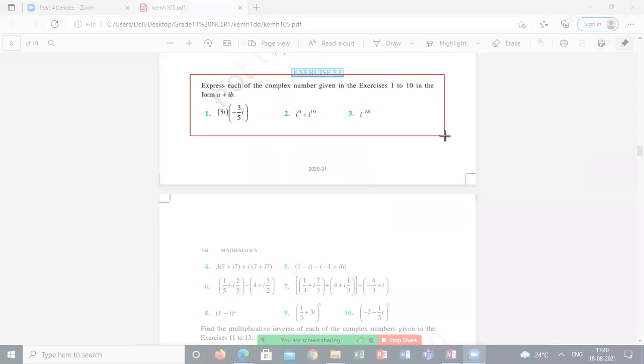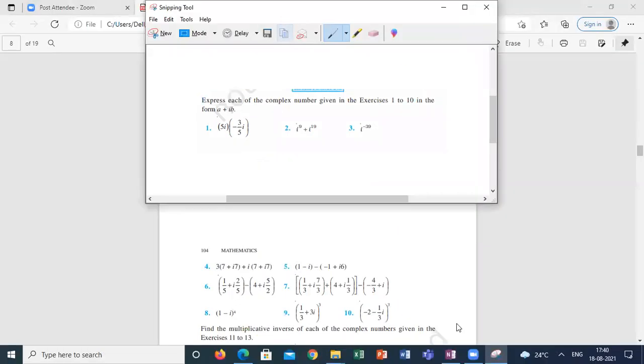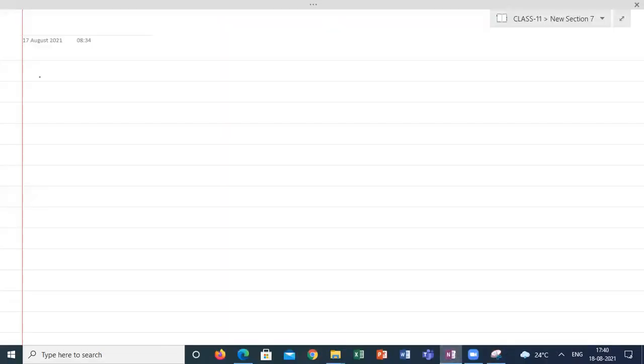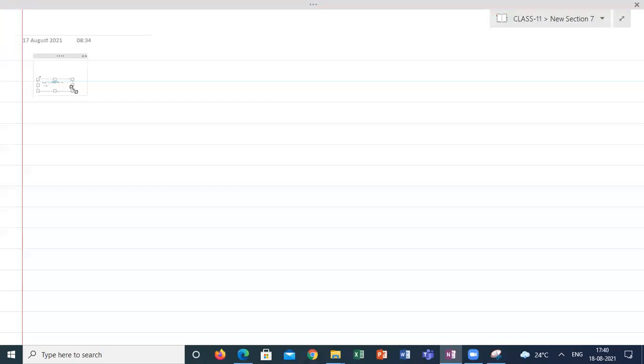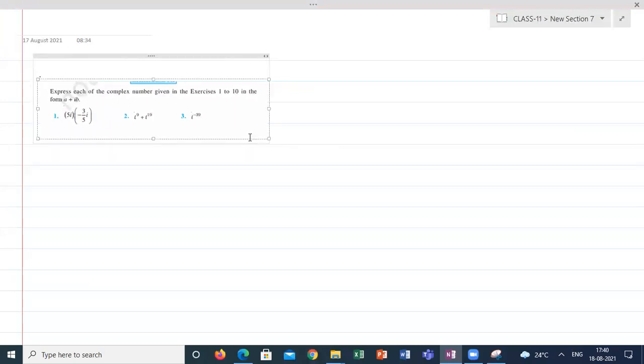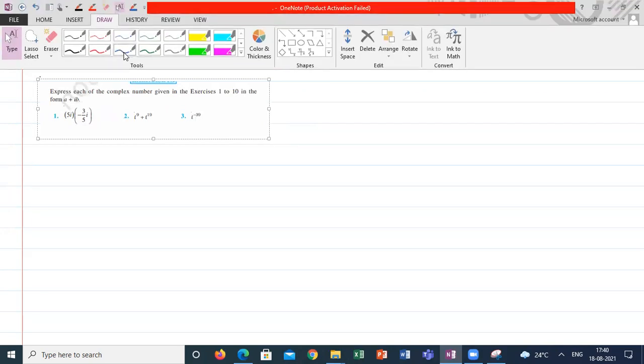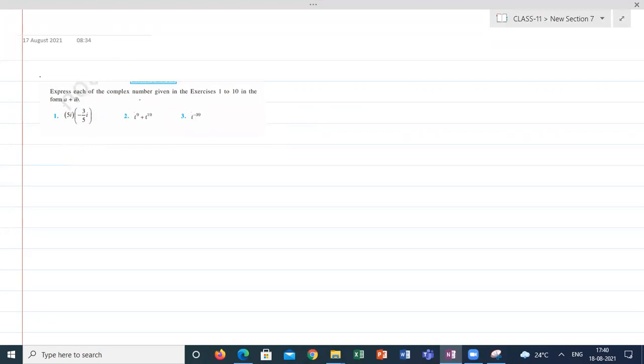So try to go beyond the board level to understand what kind of questions might be asked as MCQs. The scope, like till where they can extend these complex numbers, because there are no limitations for complex numbers and trigonometry. They can extend the topic to any level. So, express each of the complex numbers in the given exercise 1 to 10 in the form of a plus ib.